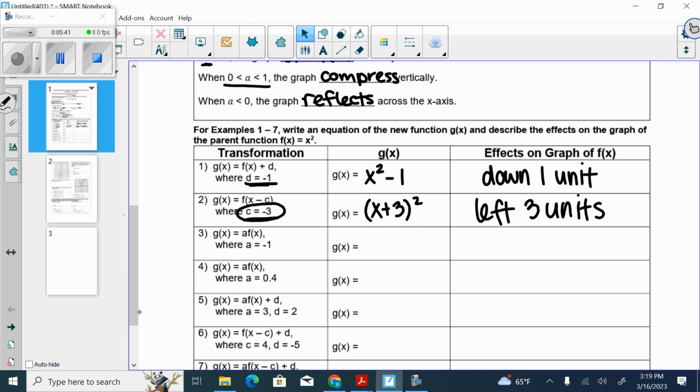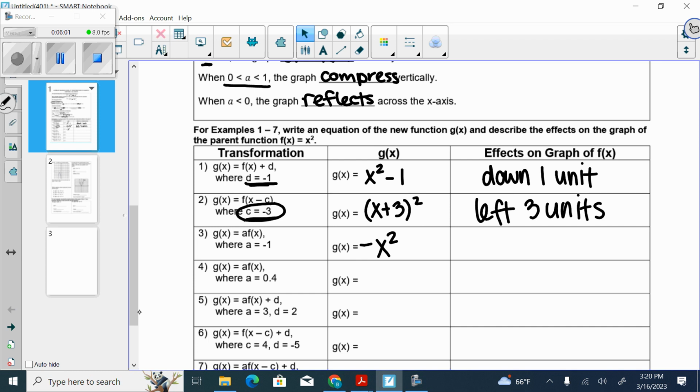Okay. Number 3 says a equals negative 1. Where does a go in the equation? Front. Good. So I've got a negative in front. Do I have to put the 1, or can I just put the negative? Just a negative, right.